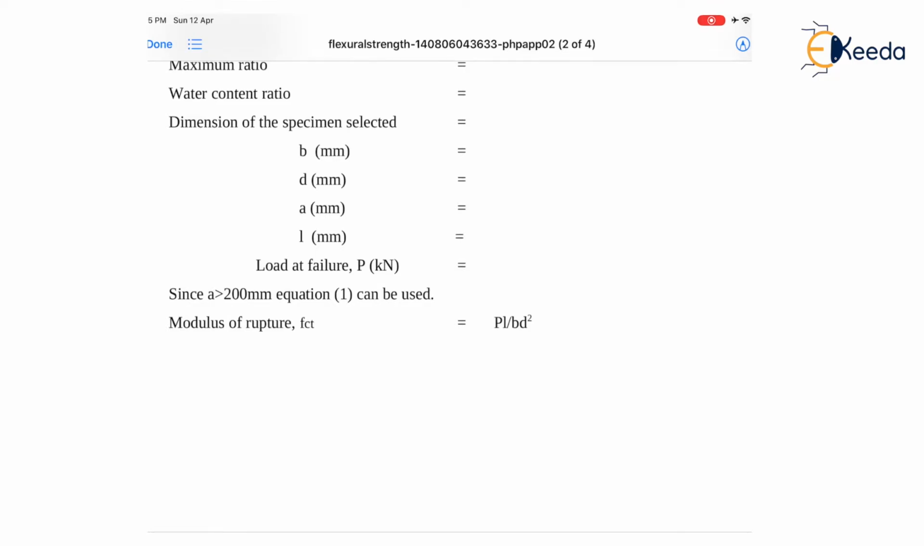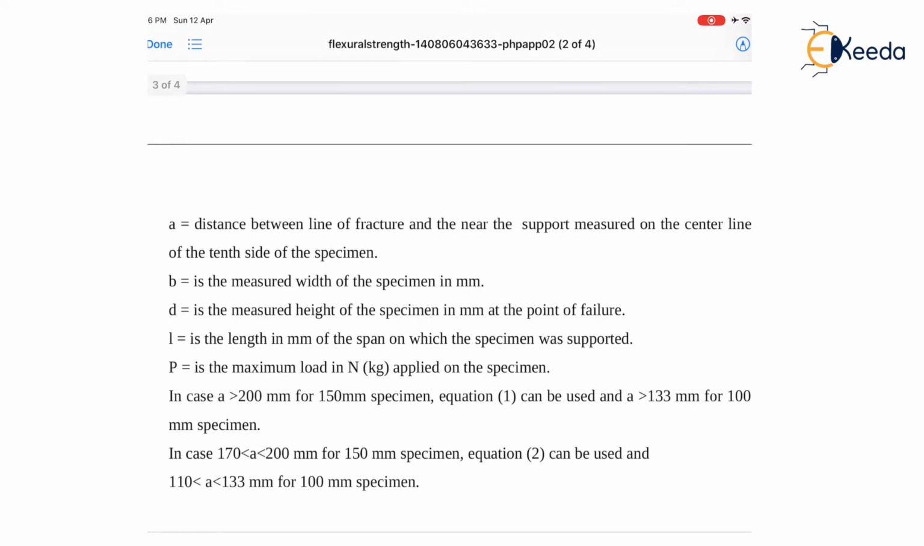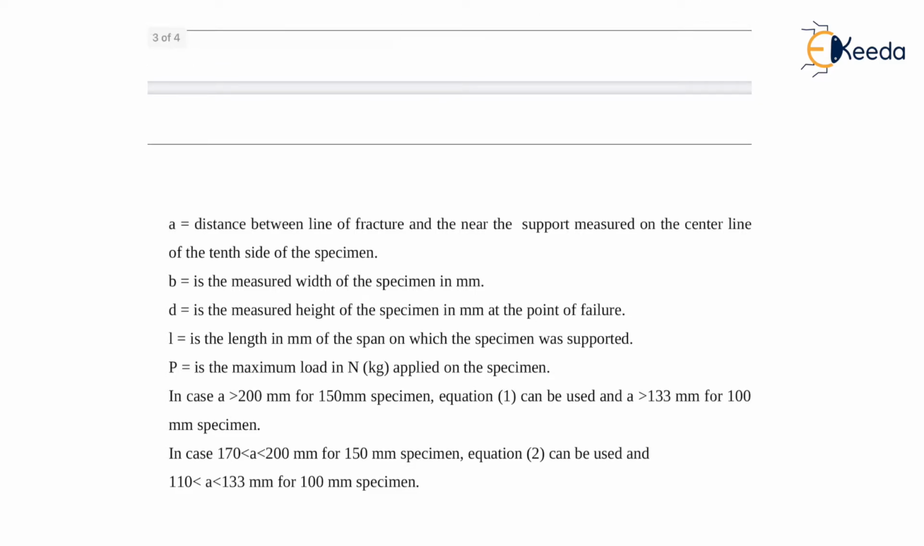It is done when the area is more than 200 mm, or we can use the second formula. Now what is A? A is the distance between the line of fracture and the nearer support, measured on the center line of the tension side of the specimen. B is the measured width of the specimen. D is the height of the specimen. L is the length of the specimen. And P is the maximum load in Newton or kg applied on the specimen.